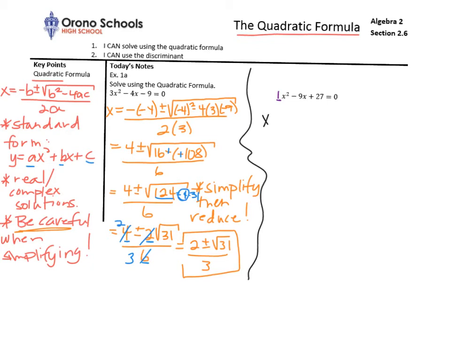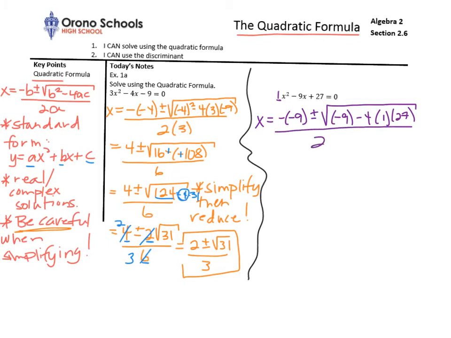X equals negative b. Oops, I wanted purple. All right, I know. Oh, whoa, that was kind of fun. Kind of did a faded color there. All right, x equals negative b. So we have another double negative, negative 9, plus or minus the square root of b squared minus 4 times a times c. So we're going to have to multiply all of that together, all over 2 times a.